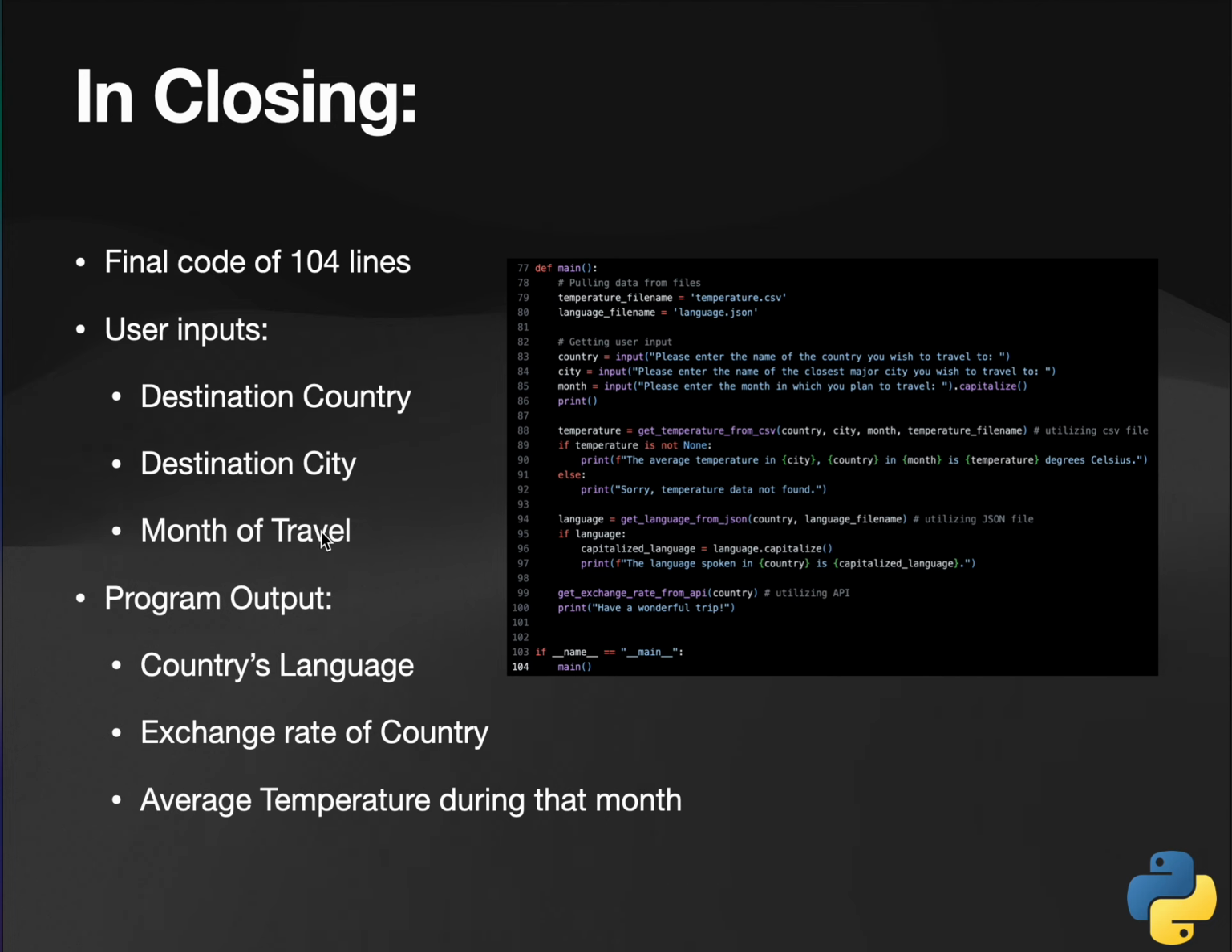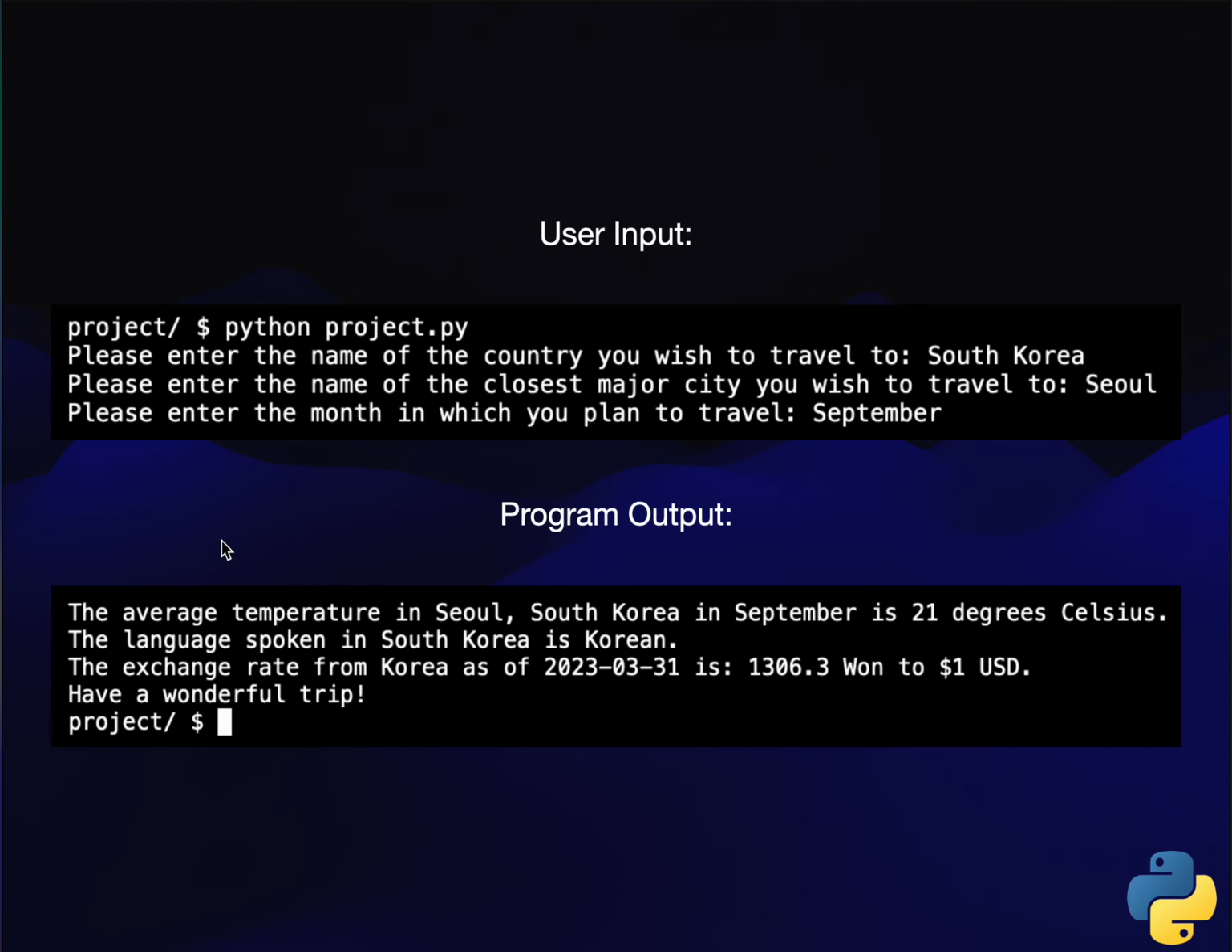So all in all, a total of 104 lines, 3 user inputs, and 3 program outputs. And then you'll see that this would be a sample of the actual input itself. In this case, traveling to South Korea, Seoul, and in the month of September. And then the program output being the average temperature in Seoul in September is 20 degrees Celsius. The language spoken is Korean, and the exchange rate from Korea is 1306.3 won to $1.